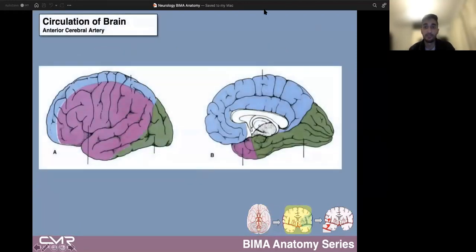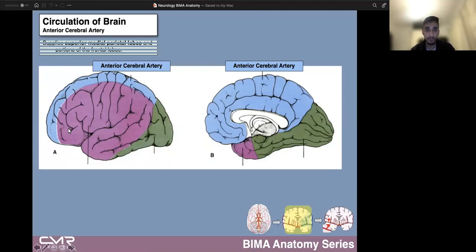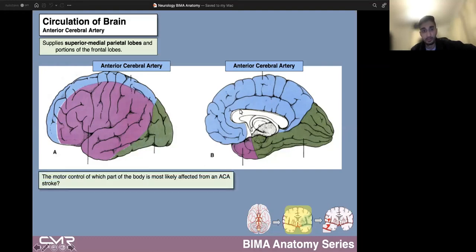Now moving on to our strokes. Here we have the anterior cerebral artery, as indicated by blue. Now, the anterior cerebral artery supplies the superior and medial parietal lobes, and also some portions of the frontal lobe as well. So, we know it supplies the superior medial parietal lobes and portions of the frontal lobe.